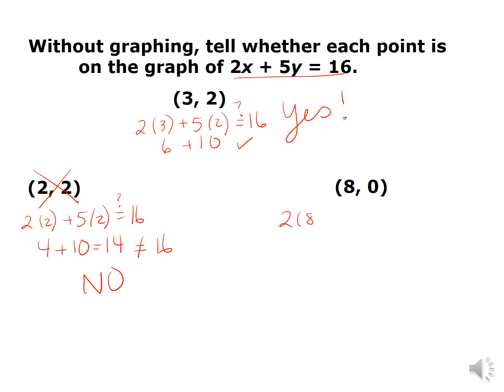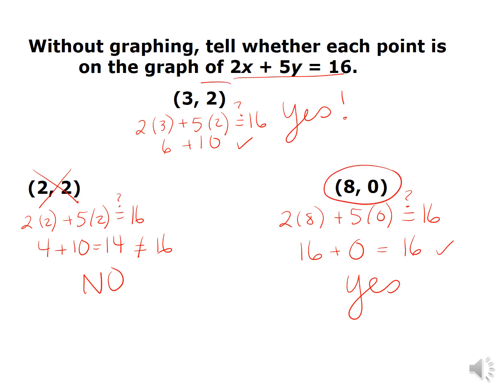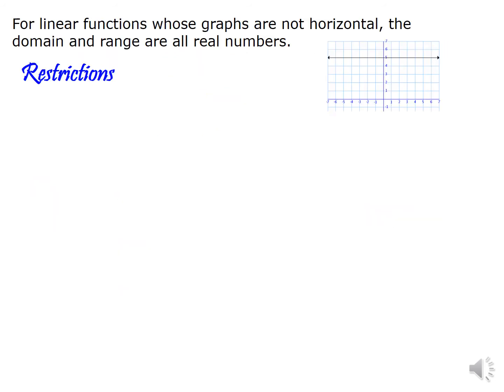2 times 8 plus 5 times 0. Again, we're asking, does that equal 16? 16 plus 0 does equal 16. So the answer is yes. 8, 0 is also a point on our line. Remember, there are infinite points on every line. So we have to check each one to see if it's one of our points.